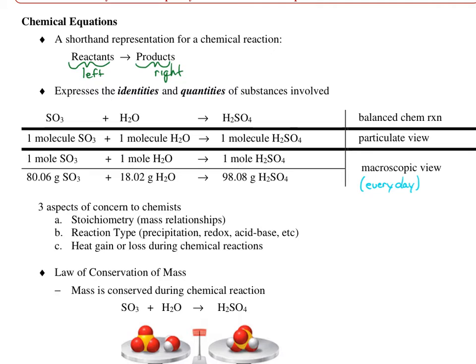We can also interpret a chemical equation on the everyday level, or the macroscopic view, in which a mole of our reagents react, in this case to give us a mole of products. Or on the mass balance view, if we had 80.06 grams of sulfur trioxide, which is the mass of 1 mole, reacting with the mass of a mole of water, we get the mass of a mole of sulfuric acid.